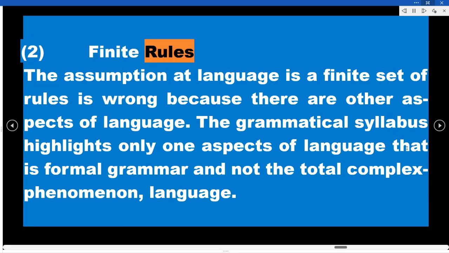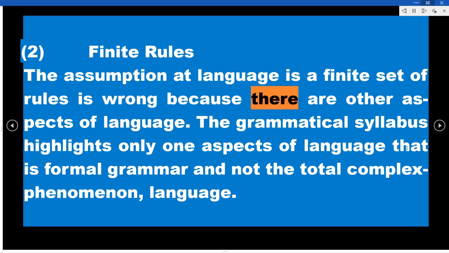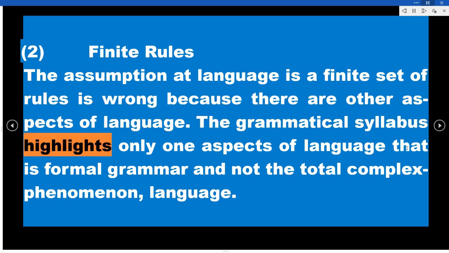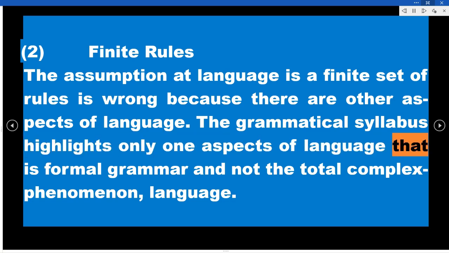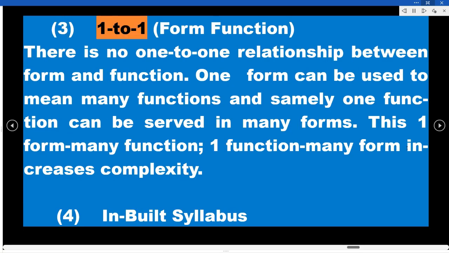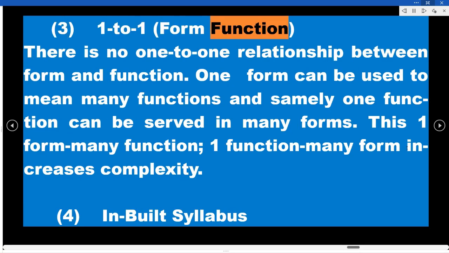2. Finite rules. The assumption that language is a finite set of rules is wrong because there are other aspects of language. The grammatical syllabus highlights only one aspect of language, that is formal grammar, and not the total complex phenomenon, language.